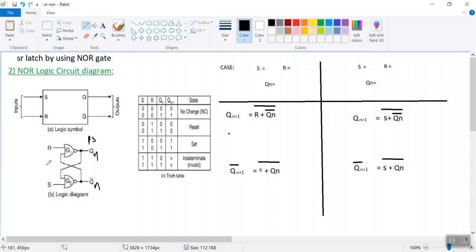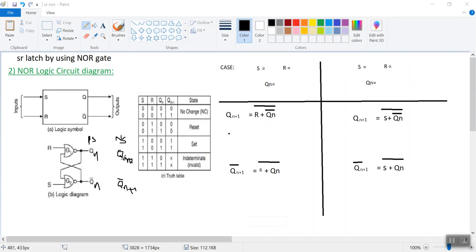In a combinational logic circuit, the output is dependent only on the present input, whereas in a sequential logic circuit the output is dependent on the present as well as the past values. So here the past state Qn is given as one of the inputs along with S and R. If it is my present state, we can have my next state, which is given as Qn plus 1. So guys, don't consider Qn as my output. Qn plus 1 and Qn plus 1 bar are the outputs.